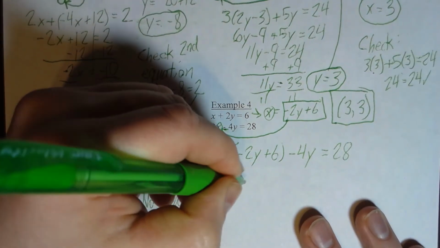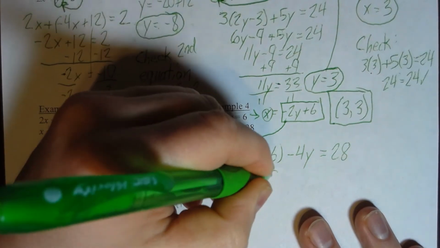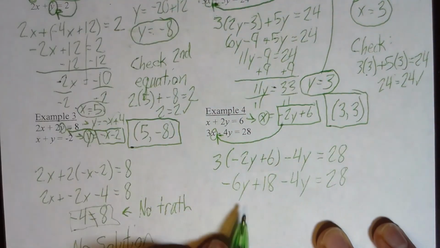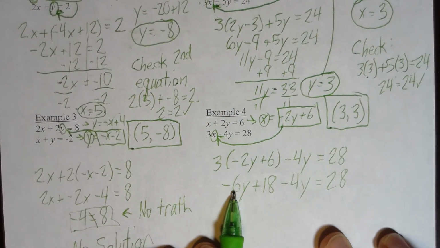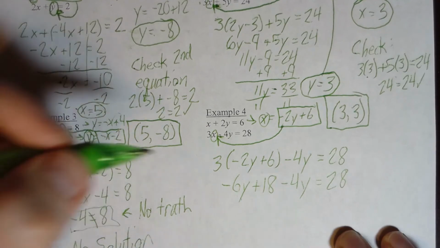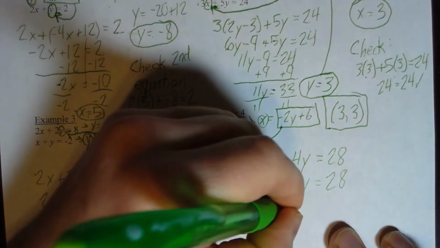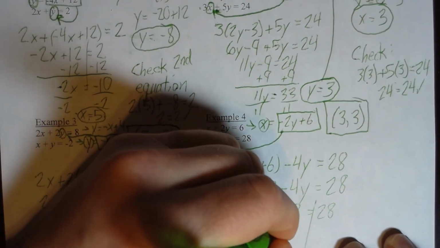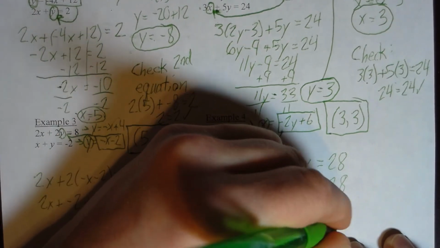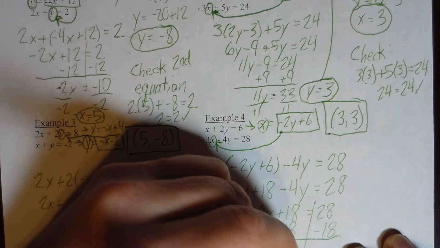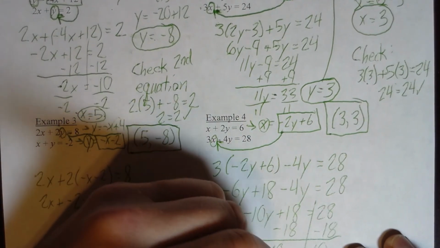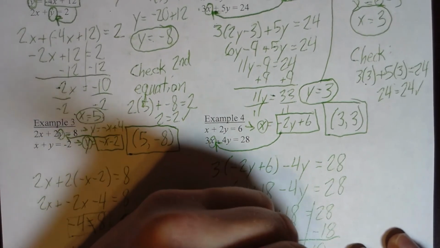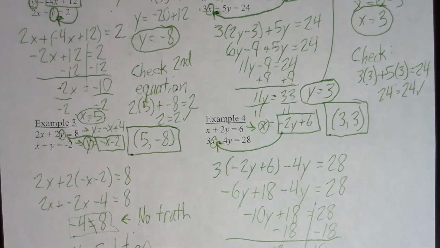Distributive property, negative 6y plus 18 minus 4y equals 28. So I have negative 6y and negative 4y, so that makes a negative 10y plus 18 equals 28. I'm doing some algebra here. I'm subtracting 18 from both sides. I get negative 10y equals 10. I'm dividing by negative 10. y equals negative 1. Believe it or not, I am not done.